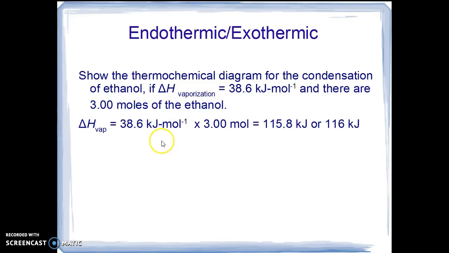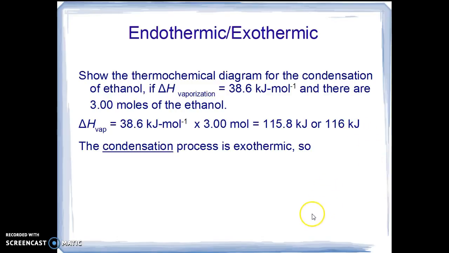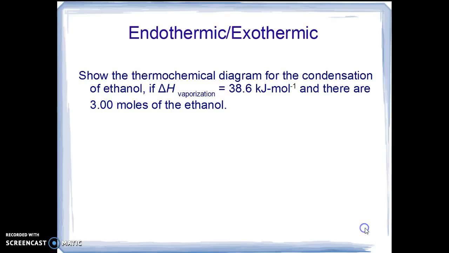Delta H of vaporization here would be the 38.6 kilojoules per mole times 3 moles, which to 3 significant digits is 116 kilojoules. The condensation process is exothermic, so delta H here is minus 116 kilojoules. We then diagram this on the next slide.